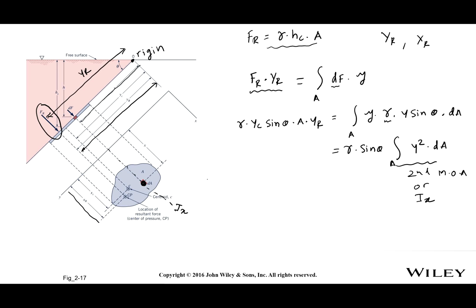So what we have here is gamma times yc times sine theta times area times yr is equal to gamma times sine theta times Ix. Okay, so gamma sine theta gets cancelled. So we have A times yc times yr is equal to Ix, or yr is equal to Ix divided by A yc.